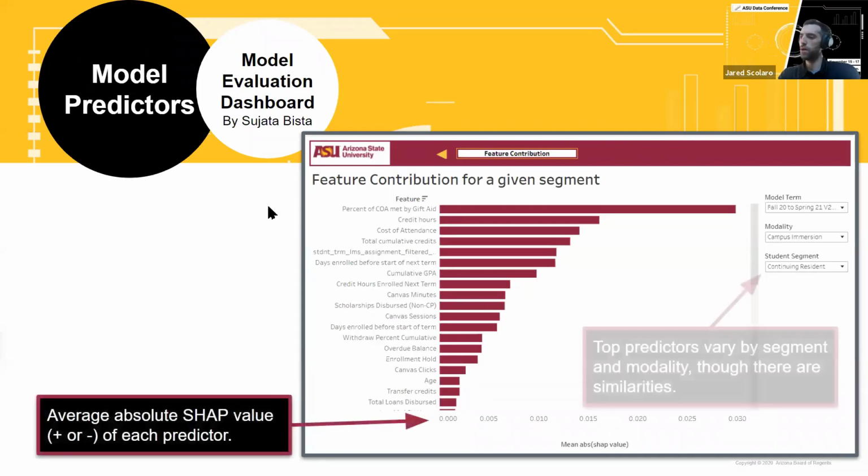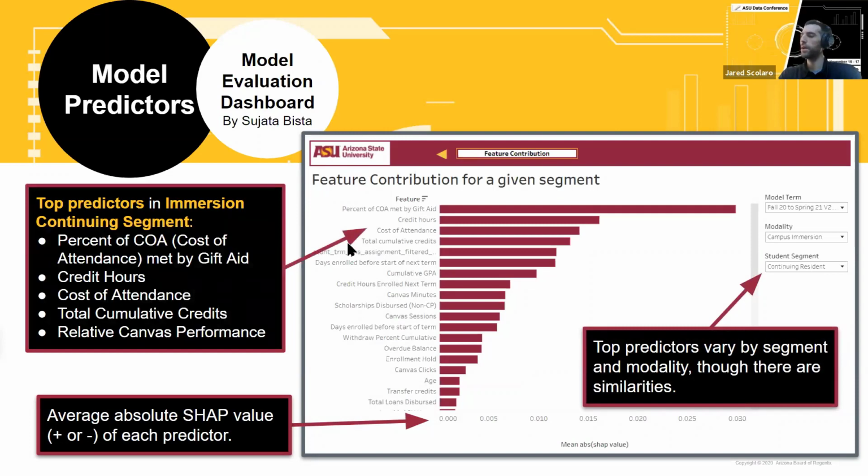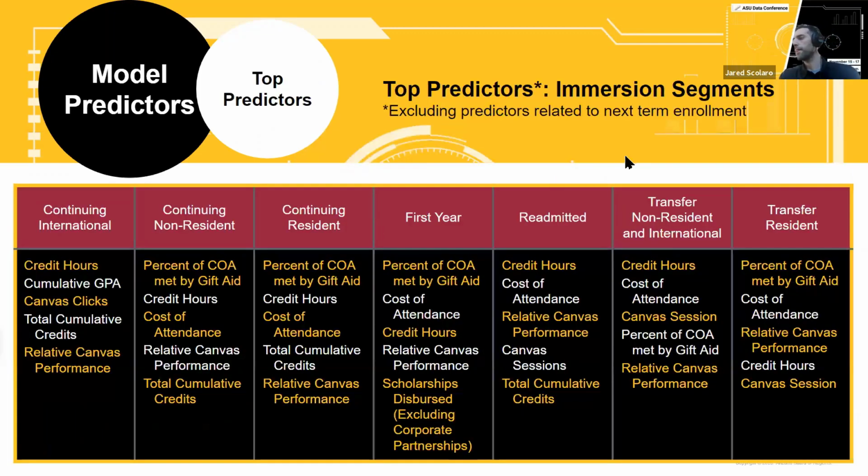I just talked about this. The top predictors for this case were the percent of cost of attendance met by gift aid, credit hours, cost of attendance, total cumulative credits, and relative Canvas performance. We have this for each segment, so we can see what the top predictors are. I just put here the top 5 predictors, and the colors are just to distinguish one from the next. The color doesn't mean anything.